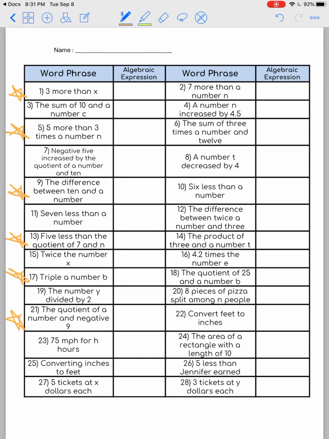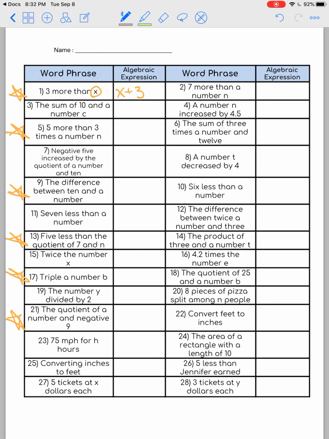Okay, now let's look at some examples. How can we take these phrases and turn them into expressions? 3 more than x. Now look. If it's 3 more than x, we have to have the x first. So it's x. Now what's more than? I'm adding and then 3. Again, pay attention to what's going on here. If you're more than something, you have to have the something first.